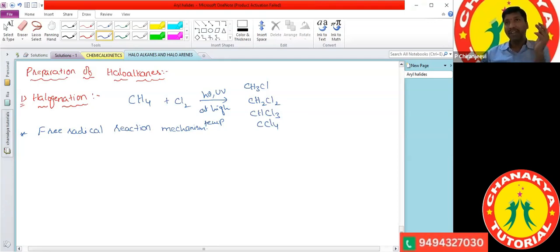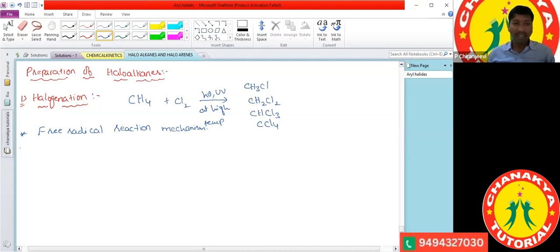Carbocations and carbanions are obtained by the unsymmetrical cleavage of the covalent bond. Free radicals are obtained by the symmetrical cleavage of the covalent bond. Now, got the clarity? Anyway, once again, I'll explain the mechanism. We didn't discuss the mechanism there. First of all, the halogenation reaction follows the free radical reaction mechanism.